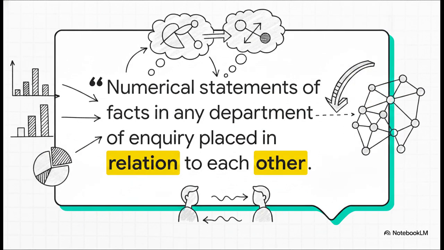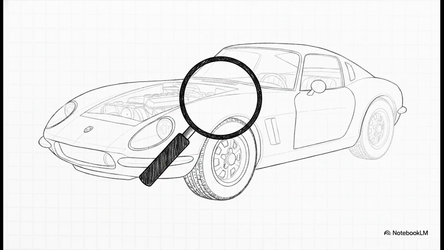Let's move on and see how this builds with another perspective, this one from A.L. Bowley. He defined it as numerical statements of facts in any department of inquiry placed in relation to each other. Bowley introduces another absolutely crucial element here, relationship. He highlights that facts actually have to be placed in relation to one another to mean anything at all. But of course, there's a catch. While both of these definitions are historically really significant, they each focus on just a single aspect of the data. It's kind of like defining a car purely by describing its tires. I mean, yes, the tires are essential and your description might be perfectly accurate, but you're completely missing the engine, the steering wheel, the chassis, the whole shebang. So they're accurate, sure, but fundamentally incomplete for our purposes.